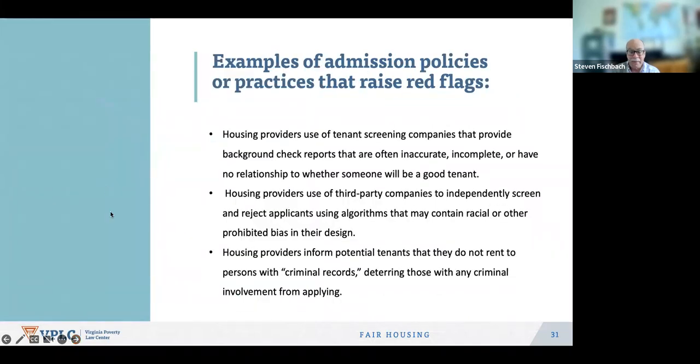So here are some practices of housing providers that should raise a red flag. That doesn't necessarily mean they're illegal, but these are things that if you learn about a client of yours experiencing, it may make sense to refer them for legal assistance. So a housing provider's use of tenant screening companies that provide background checks that are often inaccurate or incomplete, or the actual check has no relationship to whether someone will be a good tenant.